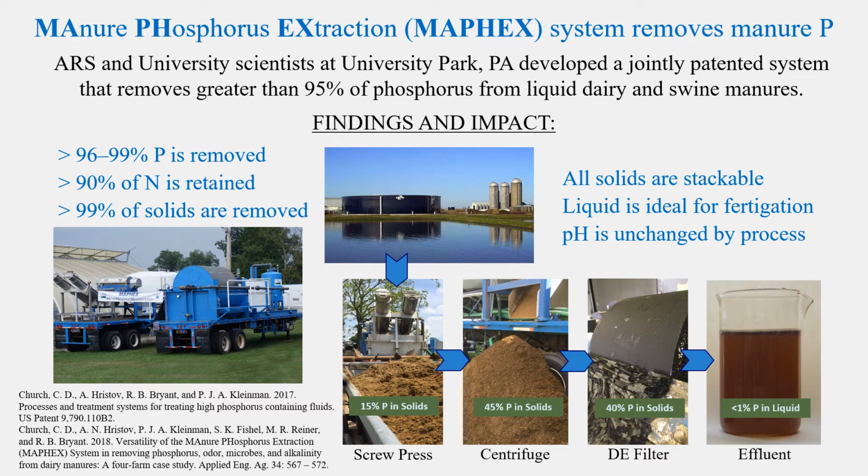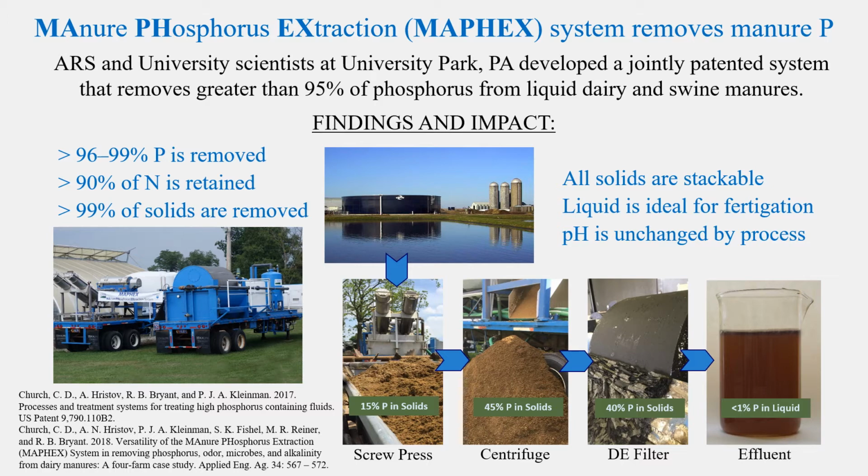Liquid manure is too bulky to transport very far from the barn, so phosphorus gets over-applied to soils near the dairy barn. ARS and Penn State scientists at University Park, Pennsylvania, set out to develop a mobile liquid manure phosphorus extraction system that we call MAFEX, capable of treating dairy manure on 10 100-cow dairies or one 1,000-cow dairy.